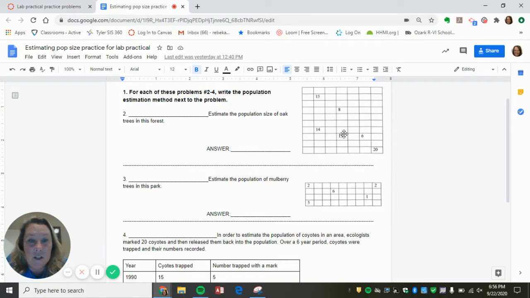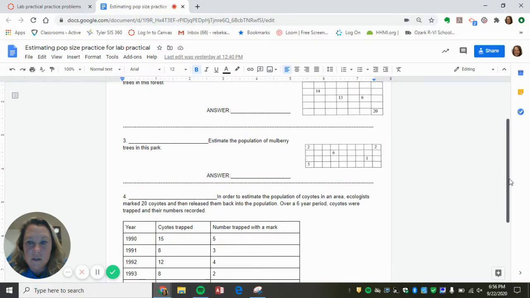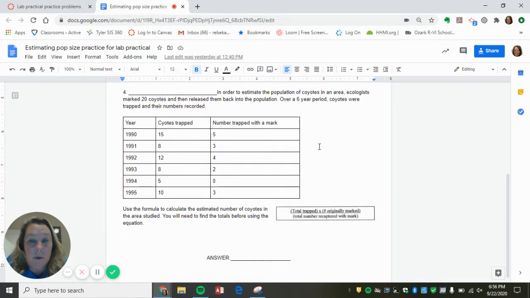Then you take that average number and multiply it by the number of grids you have. You're going to do that for this problem and then separately for this problem. Down here, we have oak trees, mulberry trees, but further down we have a different type of problem where we were estimating the population of coyotes in an area.